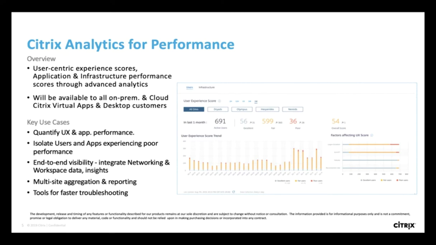So what is performance analytics? With performance analytics, essentially what we're doing is we're providing user-centric experience score, application and infrastructure performance scores, and we're doing this through advanced analytics. So what does that mean? We're essentially quantifying the user and app performance experience so that you can proactively go into your environment and see if there's a certain user group or a certain site that is having any issues, and that you can proactively work on making that better before your users are calling in and saying that Citrix is broken or that Citrix is slow.